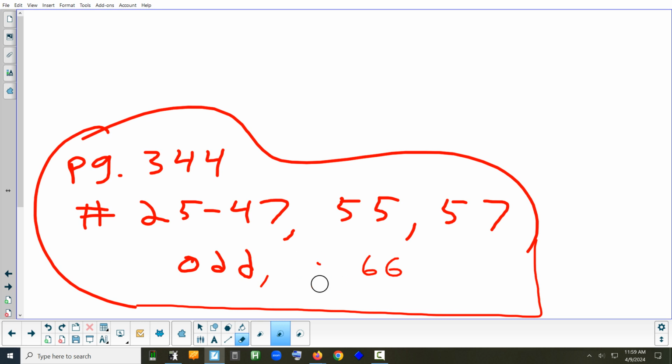So that's the homework for tonight. What do you mean by 57? So 24 to 47 odds, and then 55, 57, and 66.